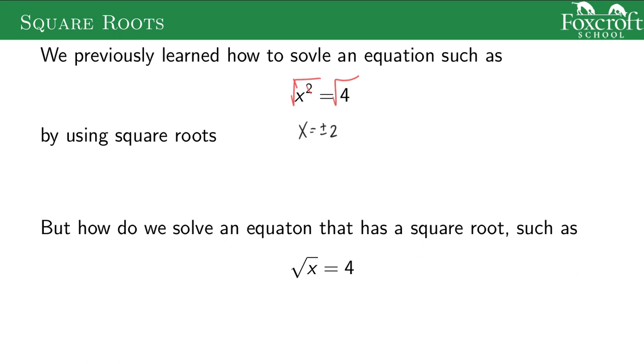But how do we solve an equation that has a square root? Well, we want to get rid of the square root, and we just said squares and square roots are opposites. So we're going to square both sides. The square of a square root cancels out, and I get 16. So using squaring to our advantage is going to help cancel out a square root.